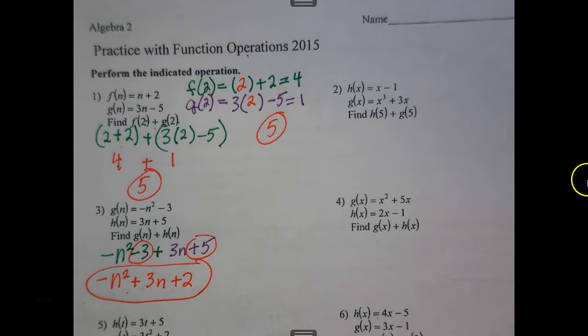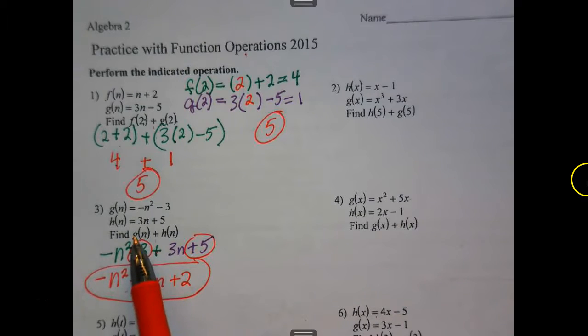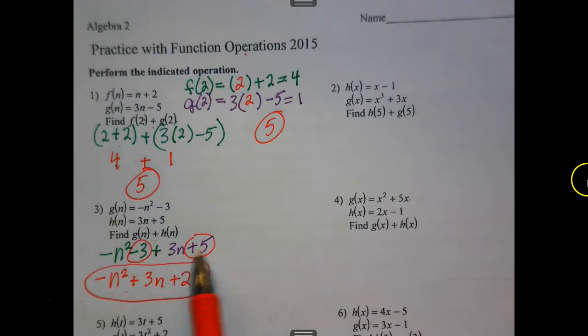I'm adding them. I'm adding the two functions together. That's what it's telling me to do. Take g of n and add the h of n. Well, the g of n is negative n squared minus 3. And it says add the h of n, which is 3n plus 5.